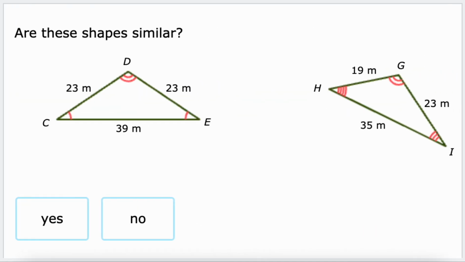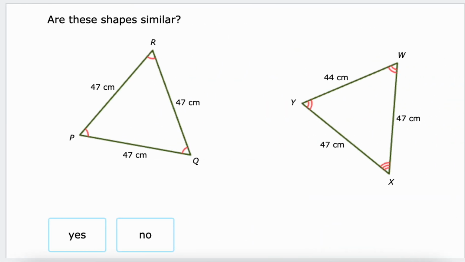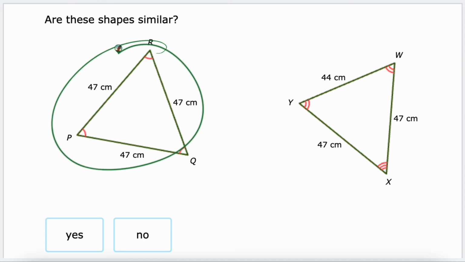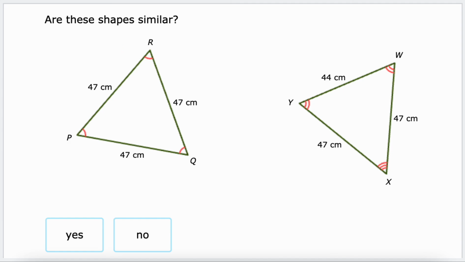All right, are these shapes similar? Well, the easiest thing to look at is the angles. So I see a 1, 1, and a 2, and I see a 3, a 2, and a 4. Okay, so obviously the angles are not congruent, so these two shapes are not similar. And again, the interior angles of these two triangles are not congruent. These are all the same angle.